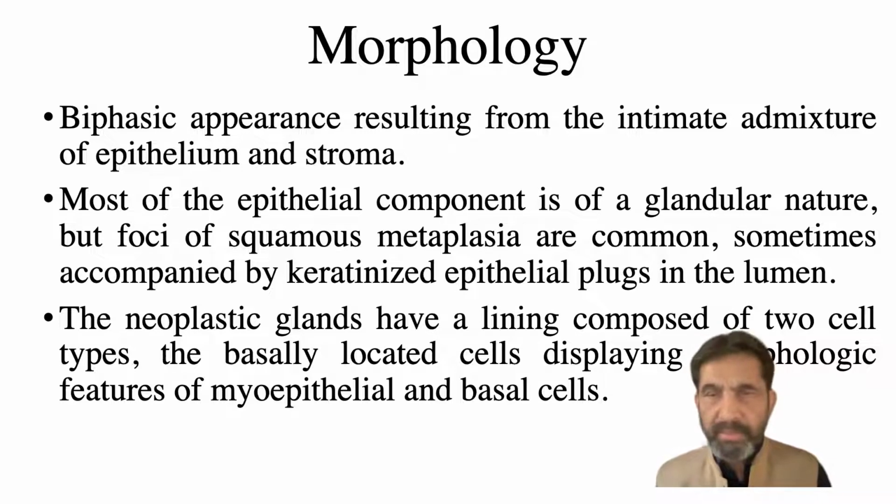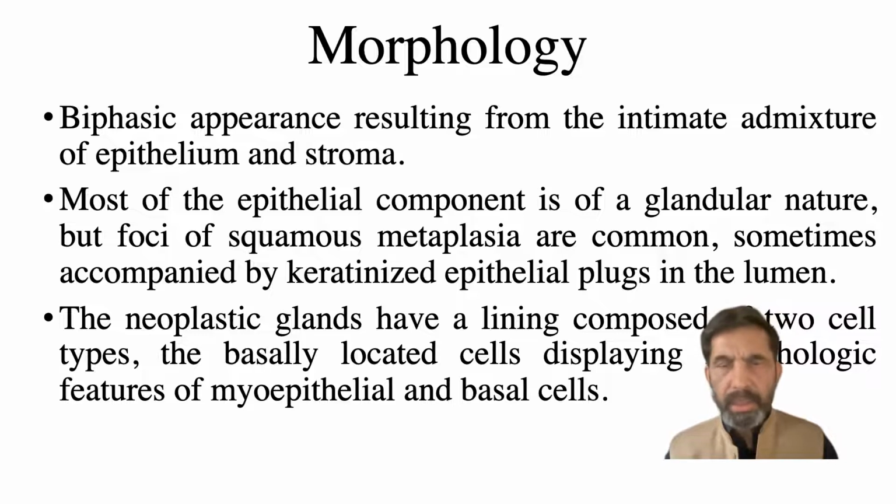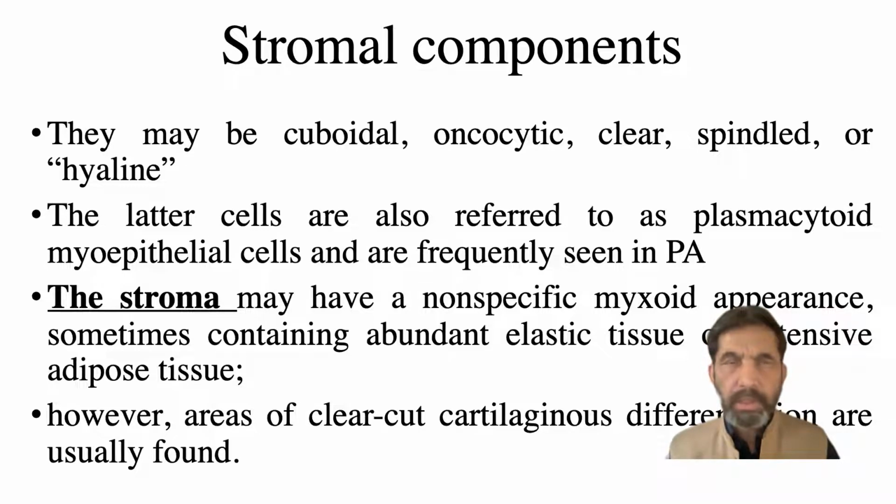The neoplastic glands have a lining composed of two cells: one is the basally located myoepithelial cell and the other is the epithelial cell. The stromal components vary in shape and may be myxoid, usually cartilaginous, and there may be bone or something else. A heterogeneous component in this tumor.